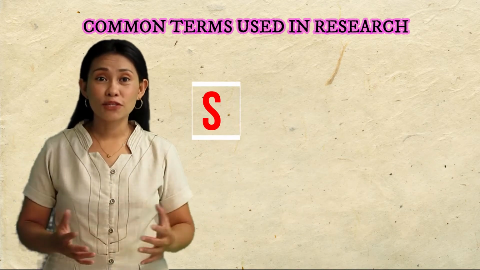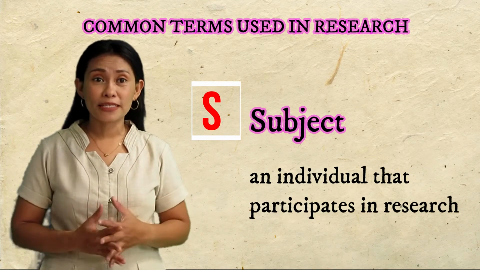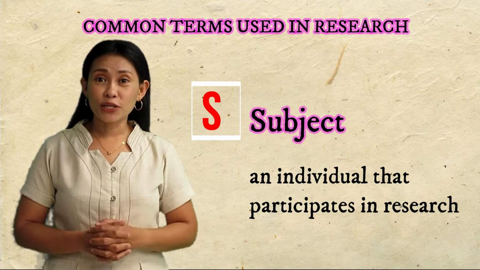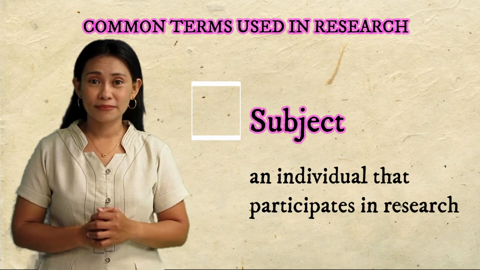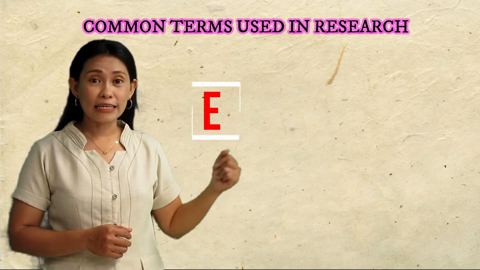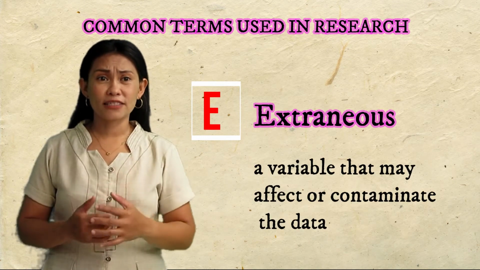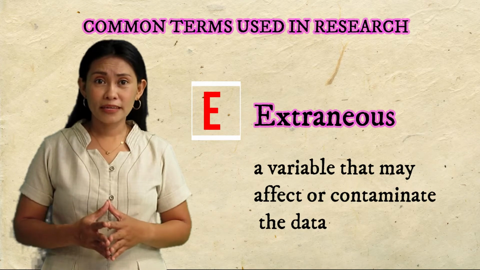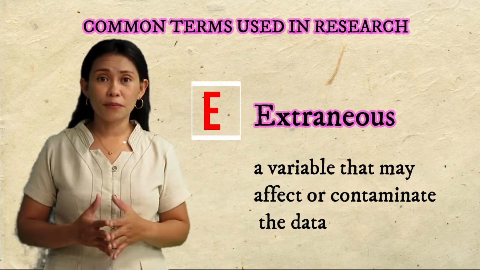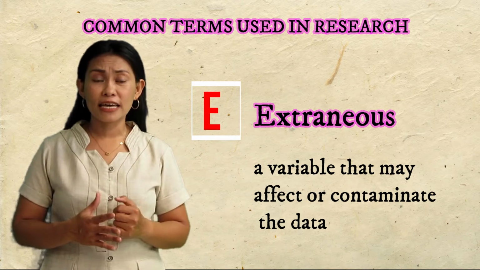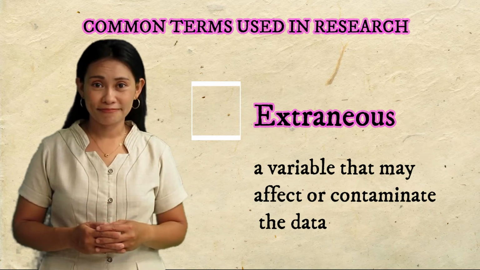S for subject. A research subject is an individual that participates in research. Subjects are the people who are being studied and observed in a study. E for extraneous. This is a variable that may affect or contaminate the data. In an experiment, an extraneous variable is any variable that you're not investigating that can potentially affect the outcomes of your research study.